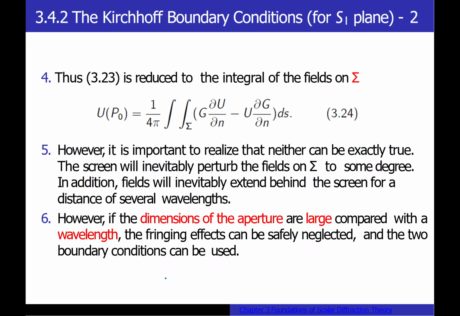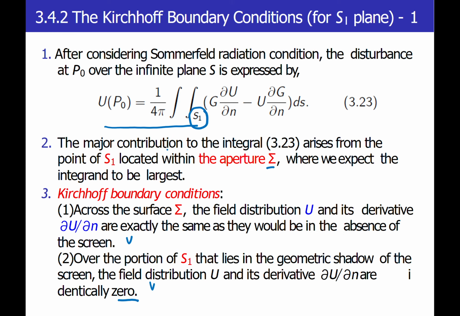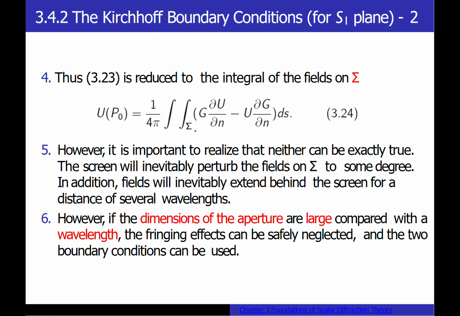And then our equation is now changed into a surface integral over the aperture. So what it means is that our scalar field at P0 is given by the surface integral over the aperture of these functions. G is known, and U should be given at the aperture.